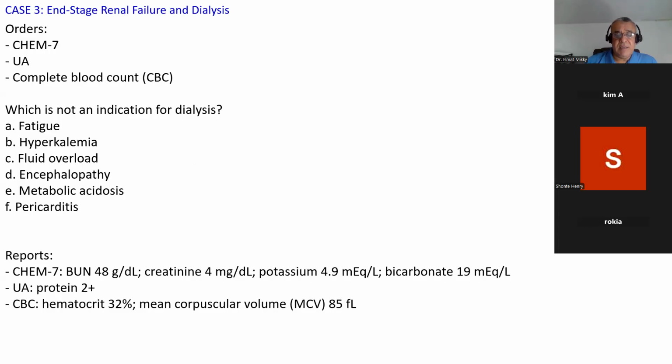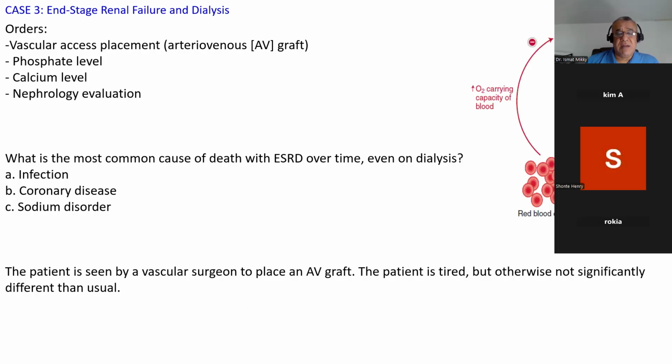If you look at the CBC for this patient, hematocrit and MCV 85. Okay, so this is a critical, very important concept in renal dysfunction or ESRD, which is the chronic anemia due to the reduction in erythropoietin, the EPO hormone.